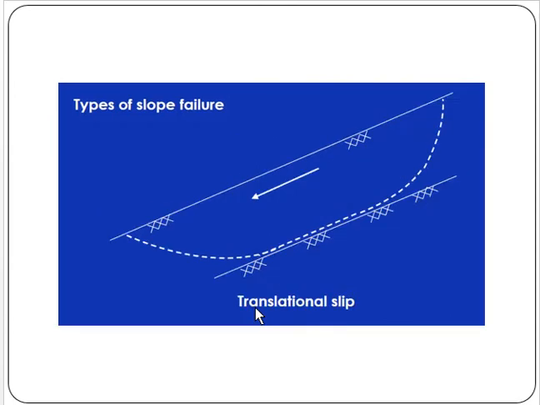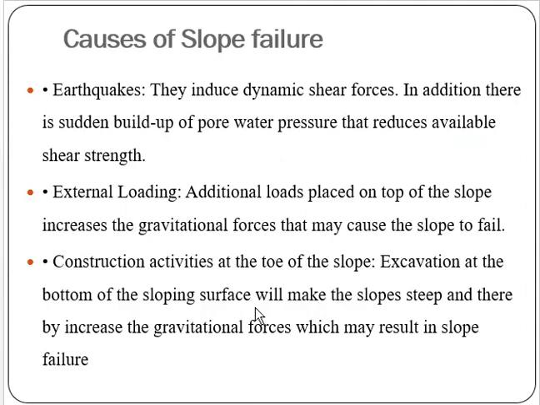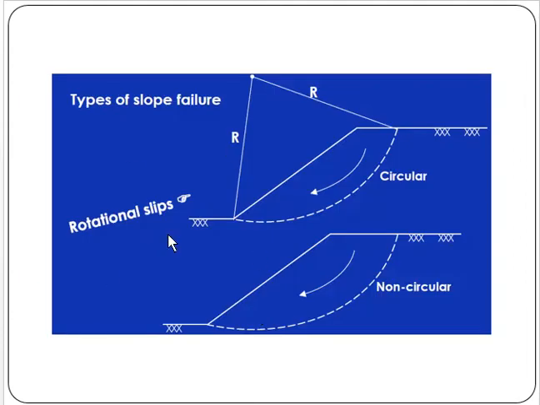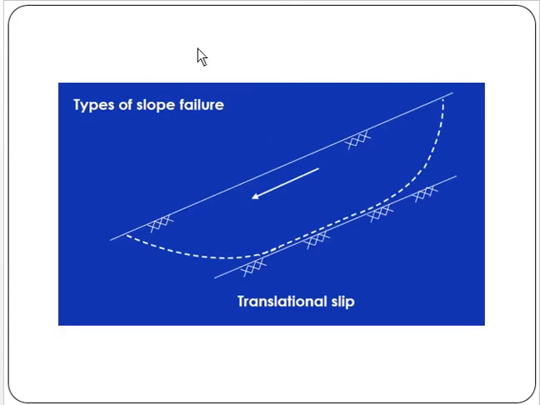Next, we can discuss the types of slope failure. Mainly there are three types. The first is rotational failure. There is a point of rotation, and a circular surface is created. This is the slope failure. First one, rotational failure. Second one, translational failure, in this type of failure with a pattern like this.